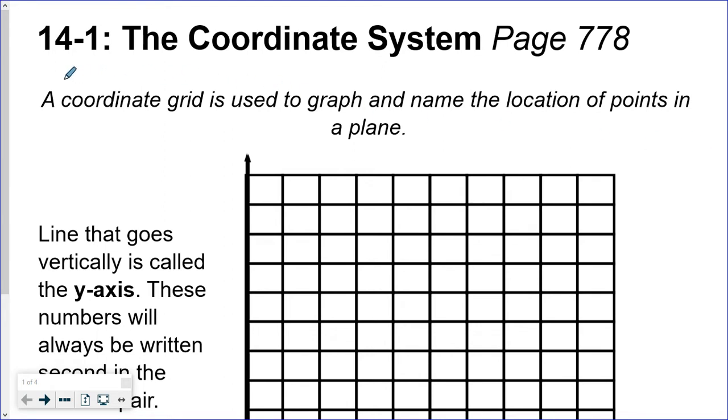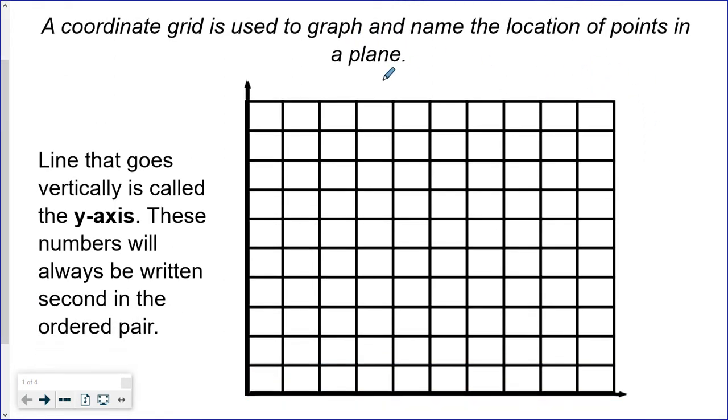So as we take a look at the introduction of our lesson, it says a coordinate grid is used to graph and also to name the locations of points that are on a plane. This item right here is called a plane, not an airplane that has wings and a pilot that flies it. It's a flat area, a plane.